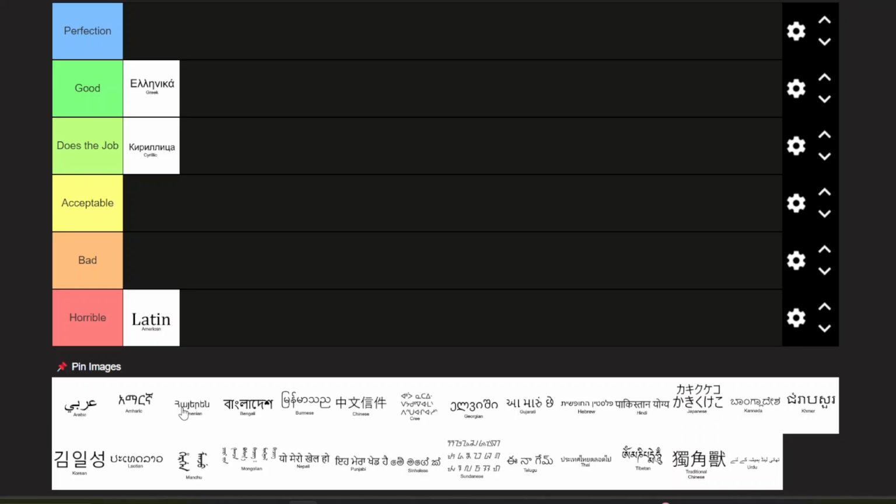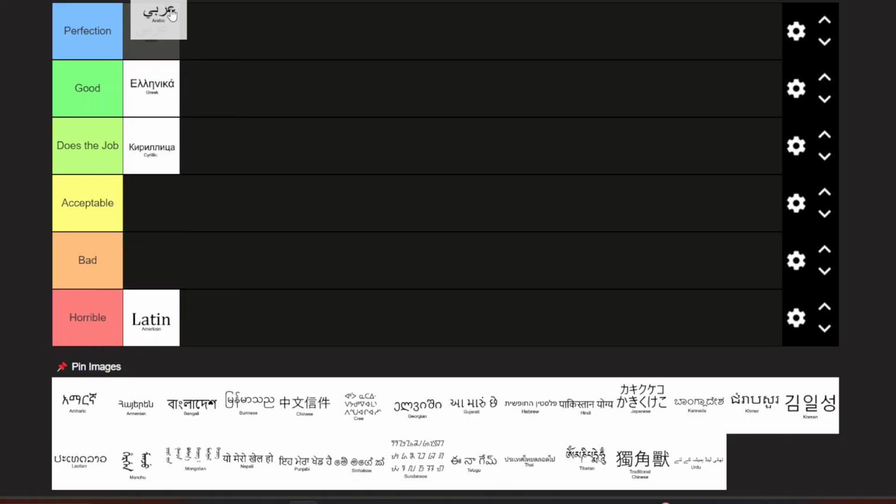Arabic. So, the Arabic alphabet is very beautiful. Like, if you just see all of these, you could see there's something special about this one. I'm putting Arabic in perfection. Well, why, you may ask? Well, in Arabic, there are no digraphs, so there are no double letters, and for each letter, there's only one sound you can make. And that's good.